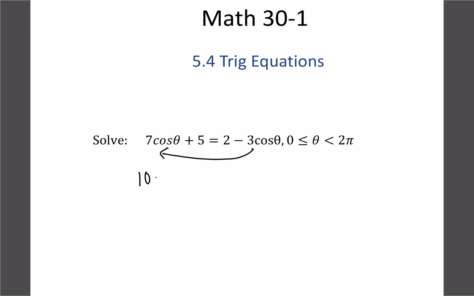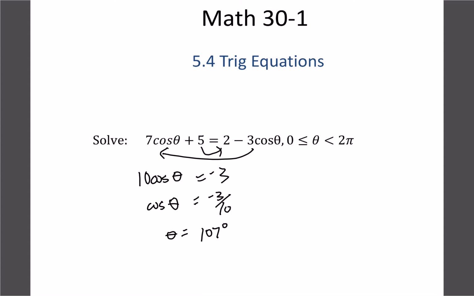So we'd have 10 cos theta. Bring the 5 over, so that would give us negative 3. We would then go cos theta equals negative 3/10. And then remember, on our calculator, we would go shift cos of negative 3/10, and we get an answer of 107 degrees approximately.